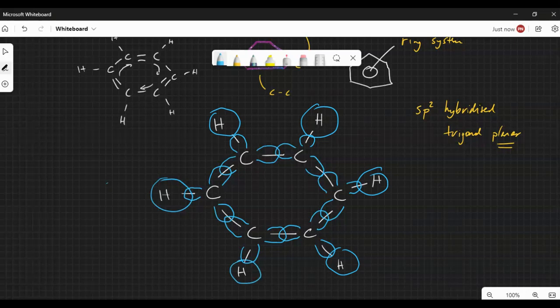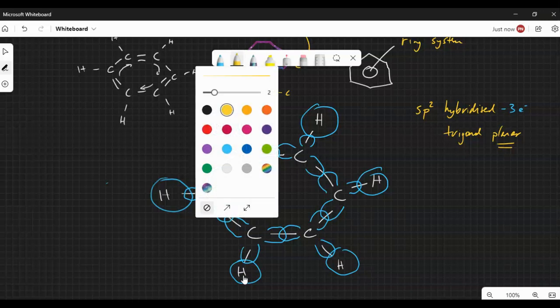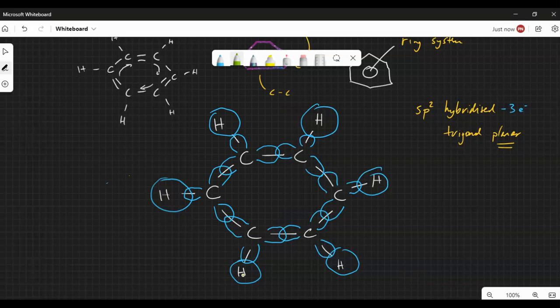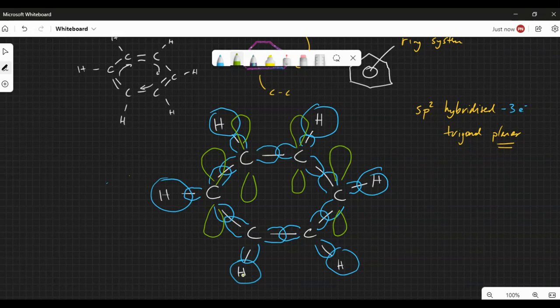Now if you've got sp2, only 3 electrons are being used in the sp2, and as you know, carbon has 4 electrons in the outer shell, so that means there's 1 electron that's not being used, and this is in the p orbital. So let me draw the p orbitals here. I'm trying to draw something three-dimensional on a two-dimensional surface, so it's a bit complicated, but we should be able to get the idea of it.